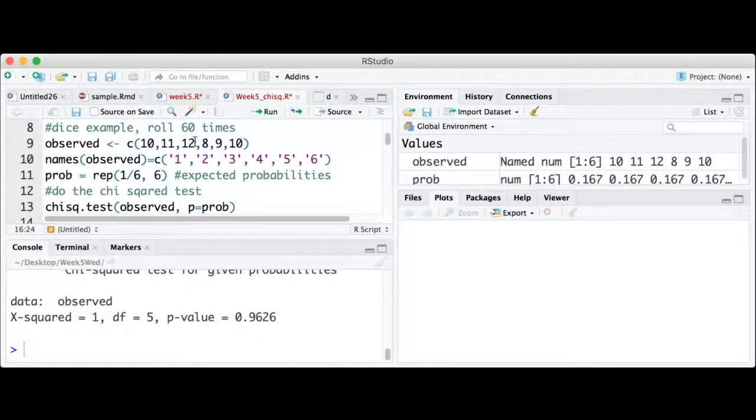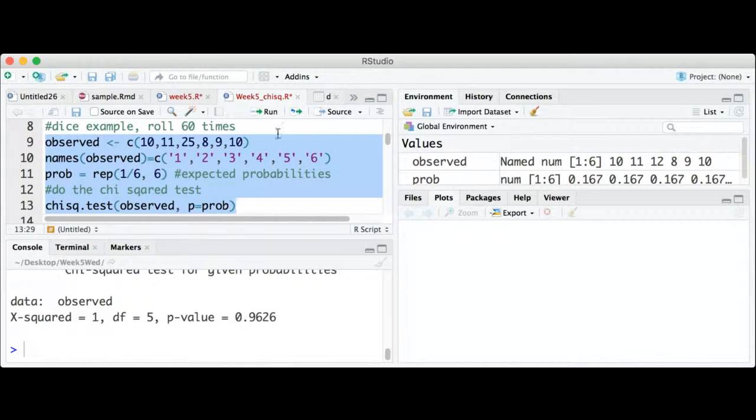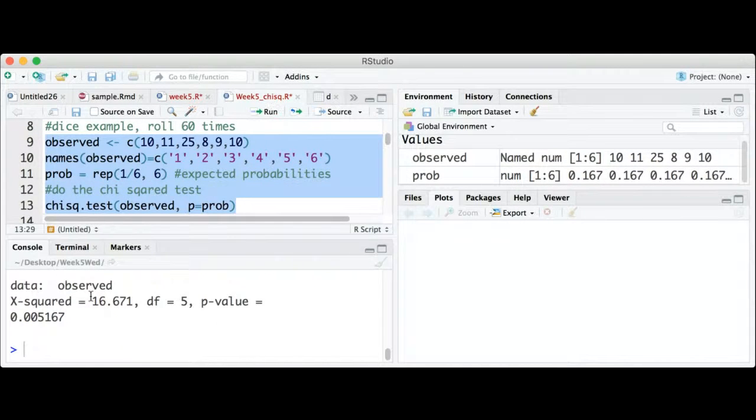What I could do is I could just change these counts a fair bit and make that 25, for instance, then run that. Now I've got something that, yeah, it still thinks it's fair, but only 0.0. No, that's smaller. So now I would reject the null hypothesis and conclude it's not fair.